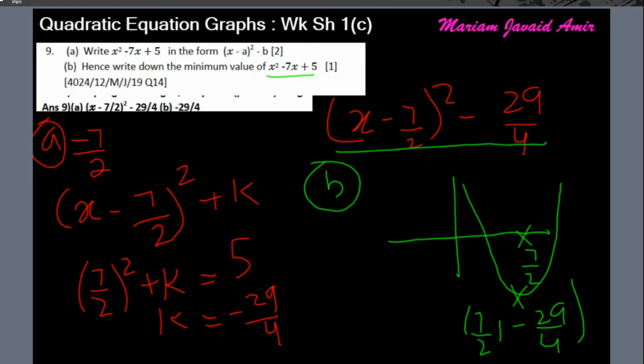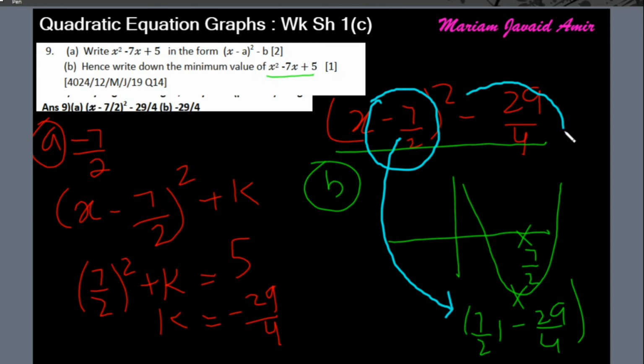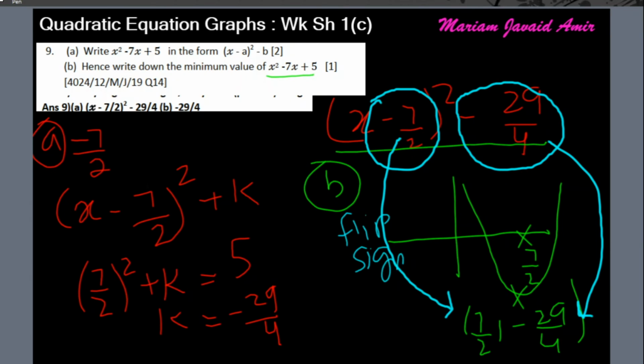Or even without drawing the graph, you can achieve this answer by simply changing the sign of this, which is the x coordinate, and retaining the sign of this, minus 29 over 4. So change sign, flip sign, and retain sign. This will give you the minimum value or the maximum value depending on what is being asked in the question. This is also called turning point. So in the question they might just say find the turning point of this expression, which would mean the same.